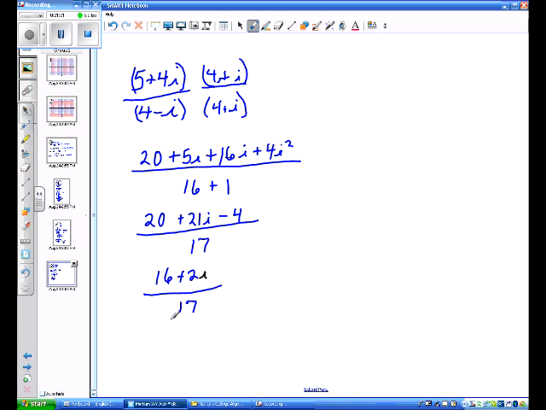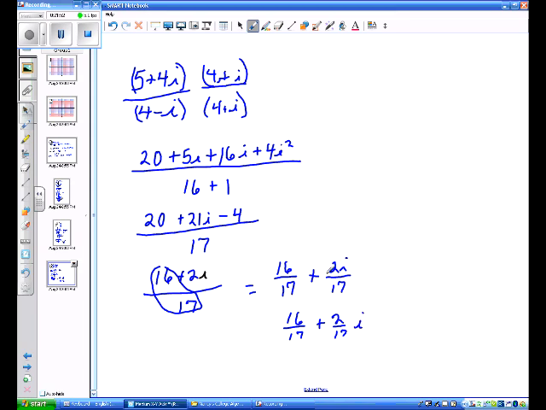Now there is one other way that this is written sometimes. It can also be broken up into the form of two separate terms. You've got your 16 over 17, that's your real part, plus 2i over 17. And you'll see it written that way. Sometimes you'll even see it written with the i out to the side. So you'll see it 16/17 plus 2/17 i.